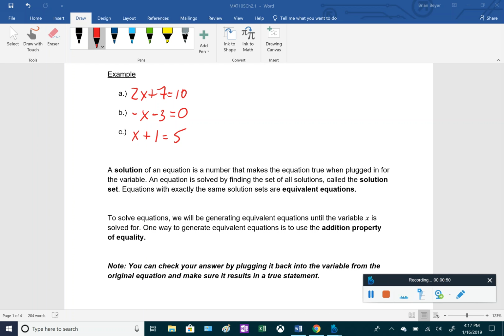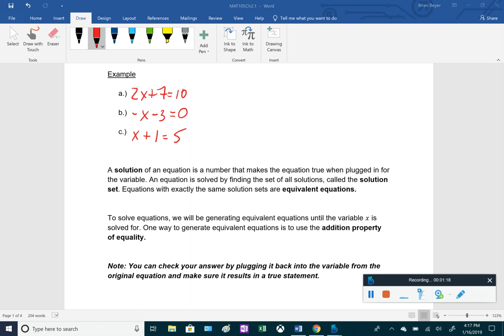A solution of an equation is just a number that makes the equation true when plugged into the variable. An equation is solved by finding the set of all solutions, which is called the solution set. Equations with exactly the same solution sets are equivalent equations. So to solve equations, we're going to be generating equivalent equations until we have the variable solved for. We're just trying to get the variable alone on one side.